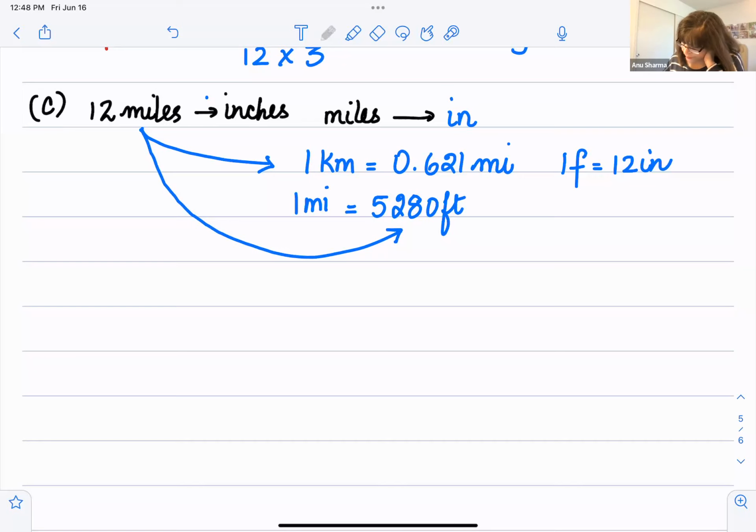You are going to set up the problem in a way that you take the given miles, first convert them to feet, and then convert the feet to inches.